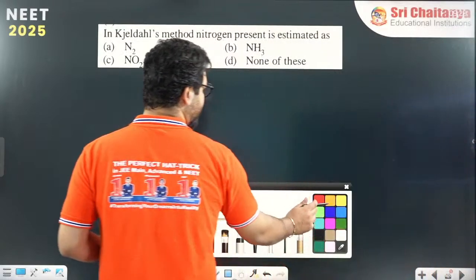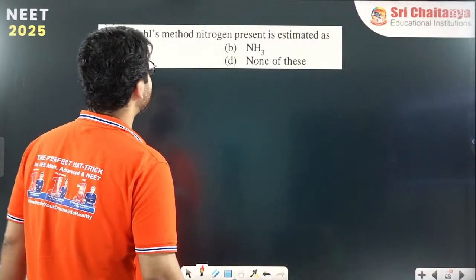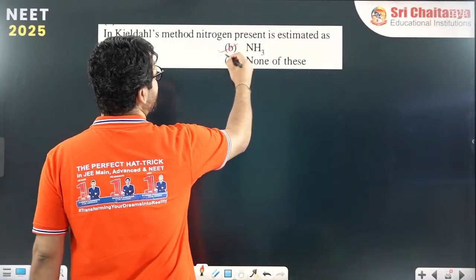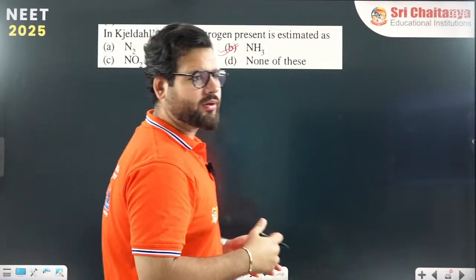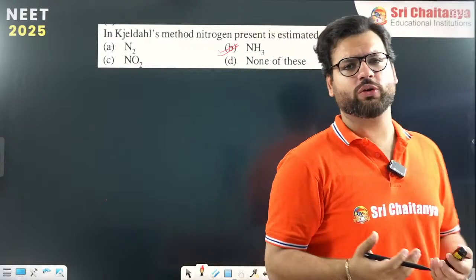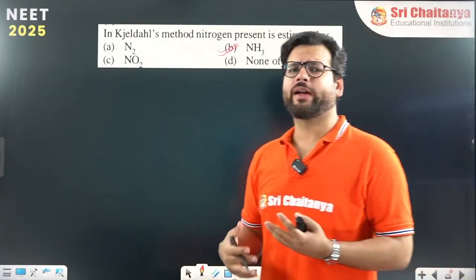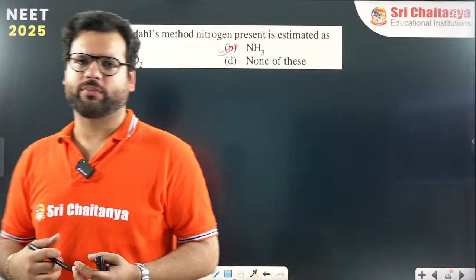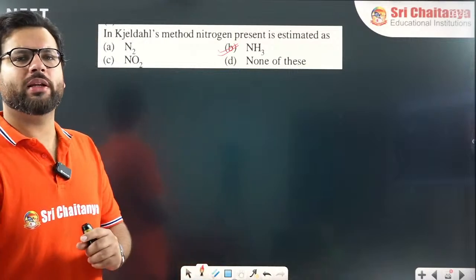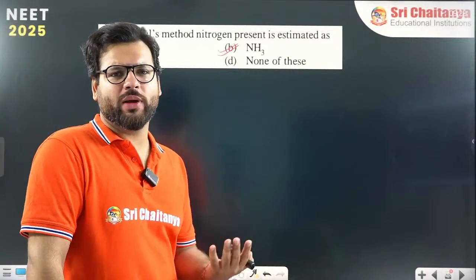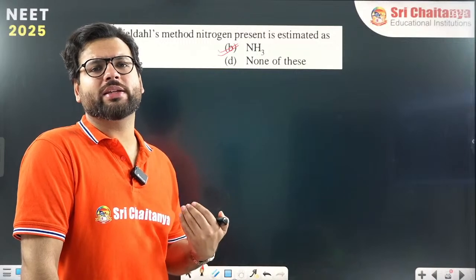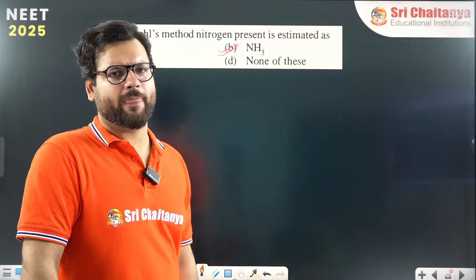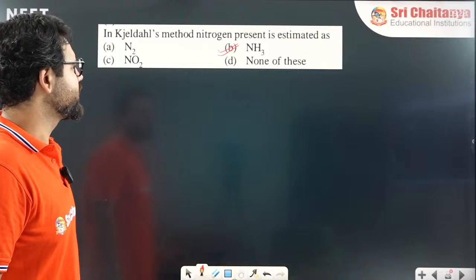In Kjeldahl's method, nitrogen is estimated as ammonia. Ammonia will come out, that ammonia will react with H2SO4, and from there you find the percentage of nitrogen. So in the Dumas method, nitrogen is estimated as N2 gas. In Kjeldahl's, it is estimated as ammonia gas. Okay, this is an important concept.